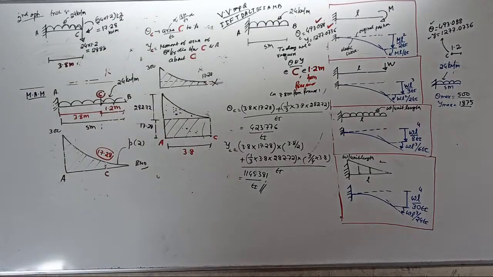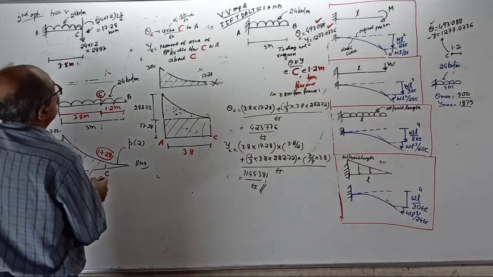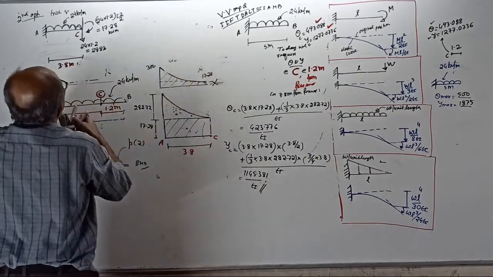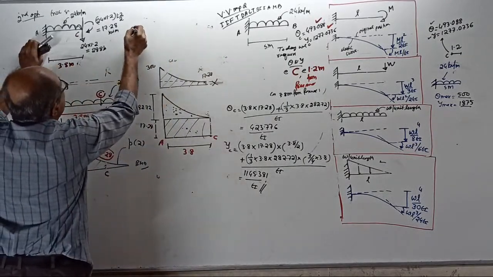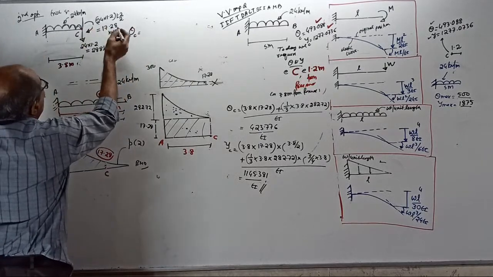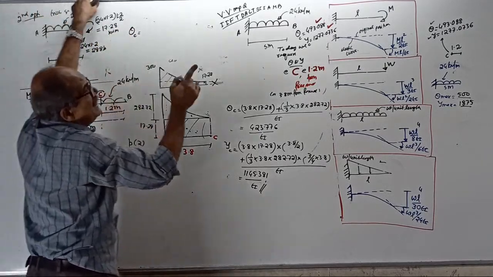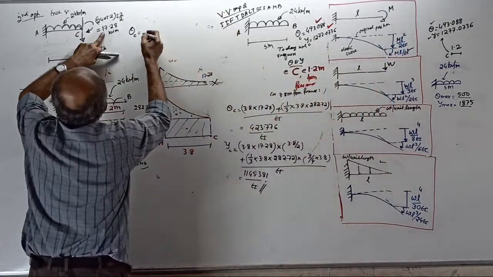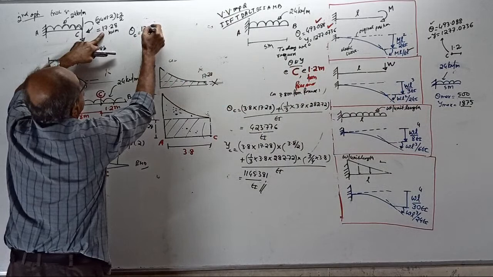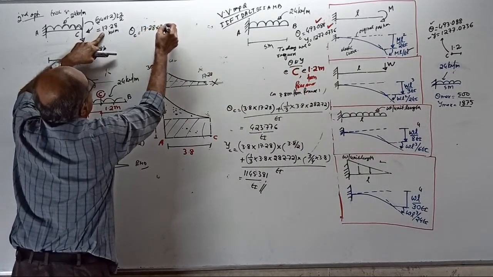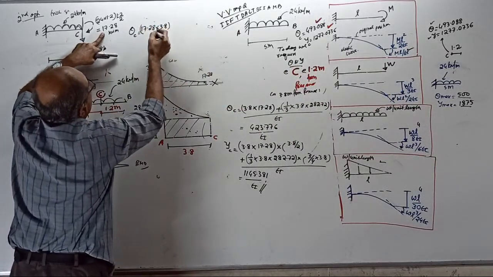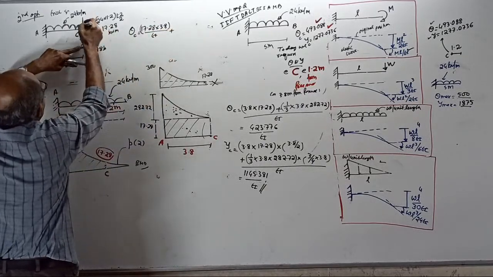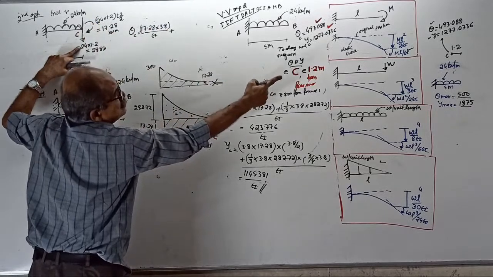Okay, now start. Now, slope at C, apply one by one. Come in order. First couple, ML by EI. Couple is 17.28 into 3.8, ML by EI is slope. Plus, due to point load, WL square by 2EI.